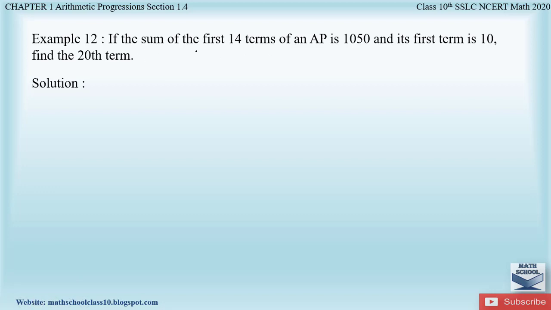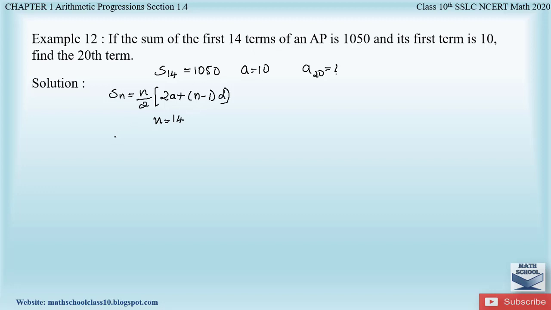It says the sum of the first 14 terms, so S14, the sum of 14 terms, is 1050 and the first term is 10. Find the 20th term. They are asking us for the 20th term given these two values. So from the formula of the sum of n terms, which is given by Sn is equal to n divided by 2 into 2a plus n minus 1 into d, we know that the n value is equal to 14, since they have given us that the sum of the first 14 terms of the AP is 1050.